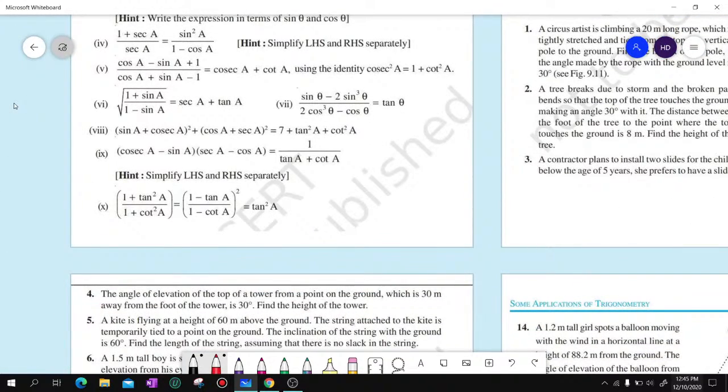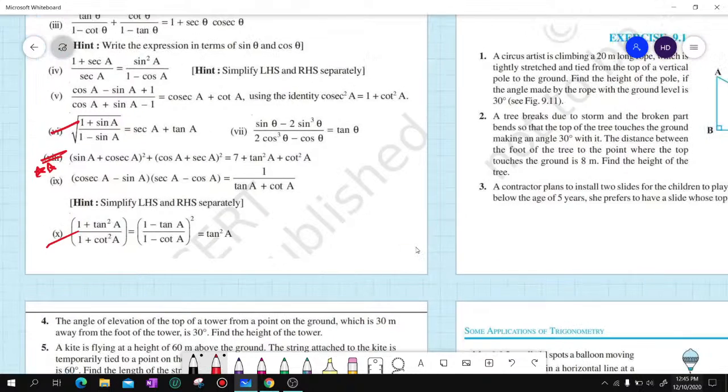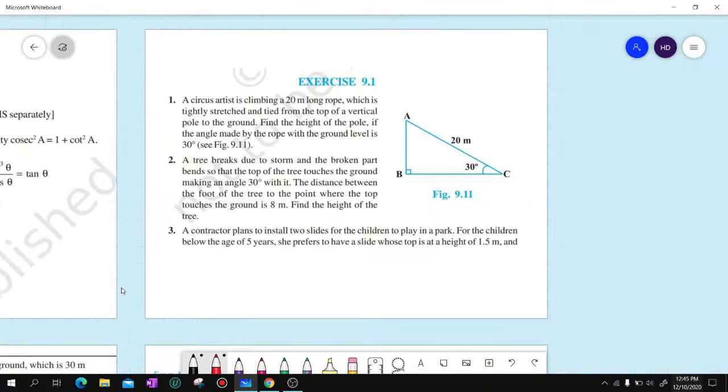And this question is important. This question is also very, very important. And this question is also important. When you come to application of trigonometry, the tree break question is very important. And the slide question is for children. The contractor question is also important. Their chance is more than 90%.